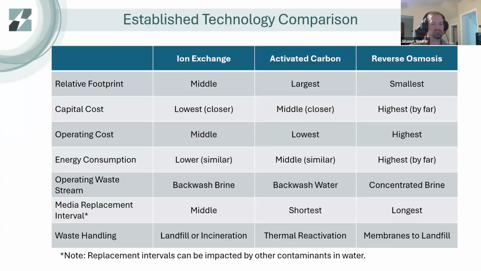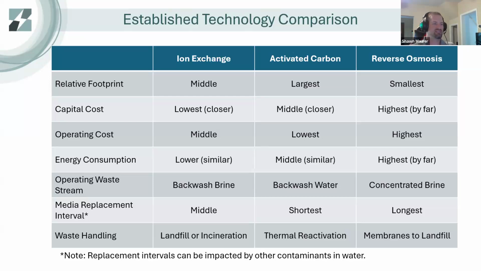So this chart, I'm going to kind of overview it quickly here. Just a relative scaling based on reviewing multiple papers on the different treatment technologies. Relative footprint, ion exchange is somewhere in the middle. Activated carbon is generally the largest, especially if you're treating for those short chain PFAS compounds. Reverse osmosis has the smallest footprint. Unfortunately, it also has the highest capital costs and operating costs.